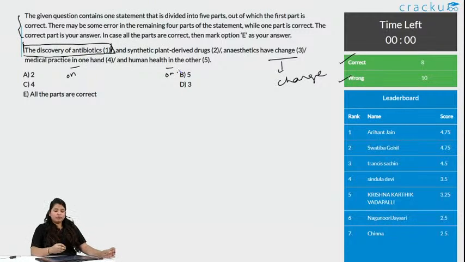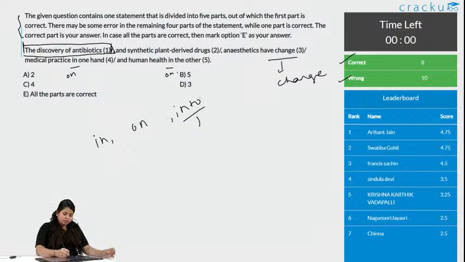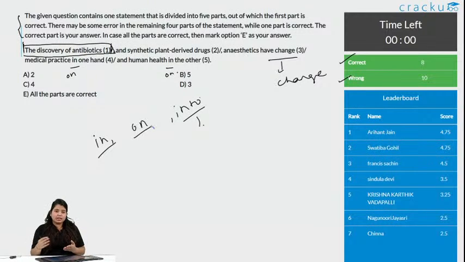So, why on? Where do we use in, on and into? Into is used like I am going into the room. Where is in used? I am in the box. In the box, I am sitting inside the box. I am in the room. And where is on used? Like I am sitting on a chair. I am sitting on top of a chair, so it is on a chair. It is not in. And if I am sitting on a table, then I am sitting on a table.